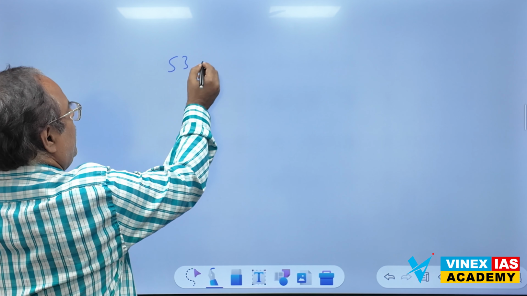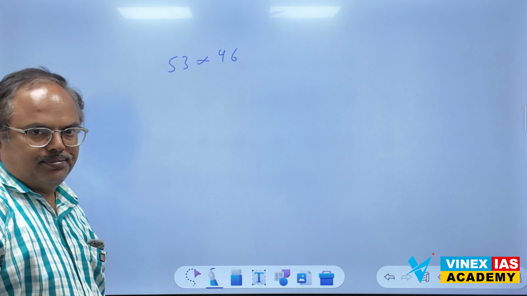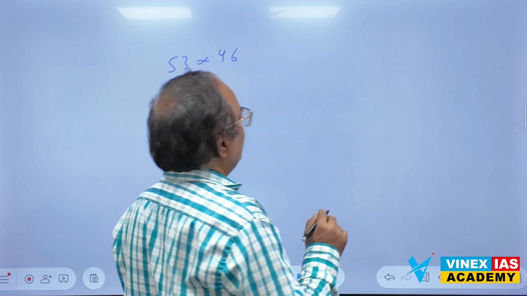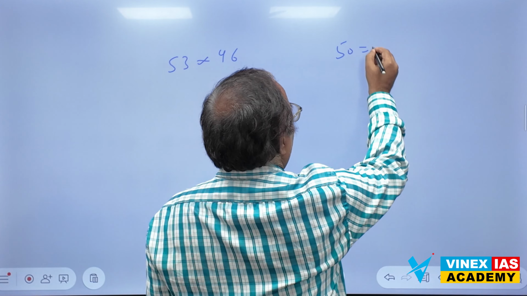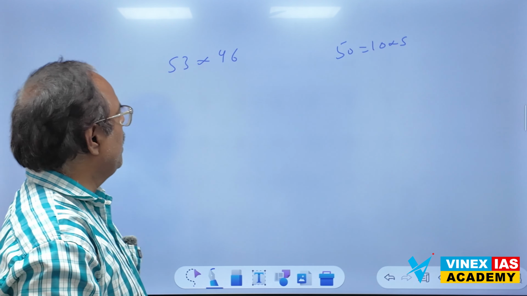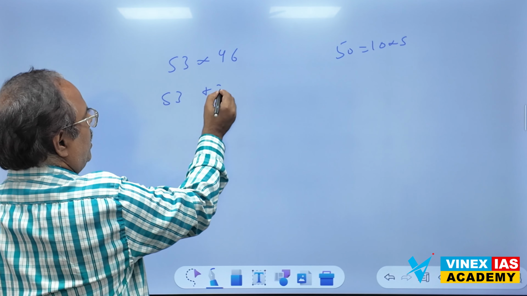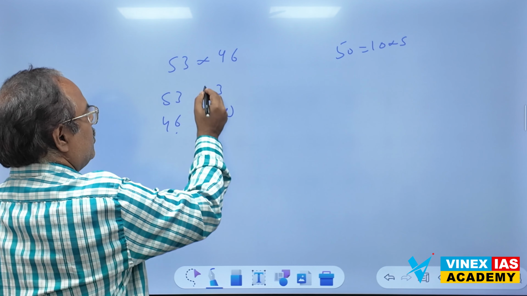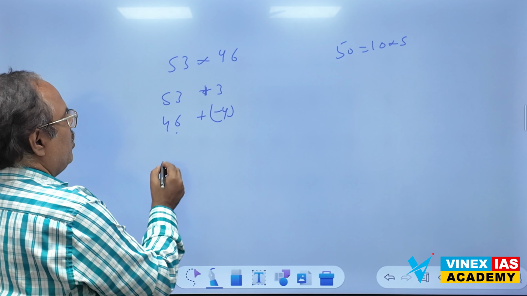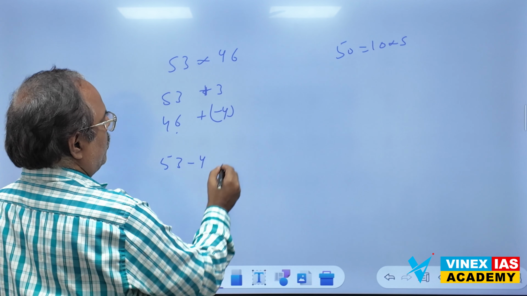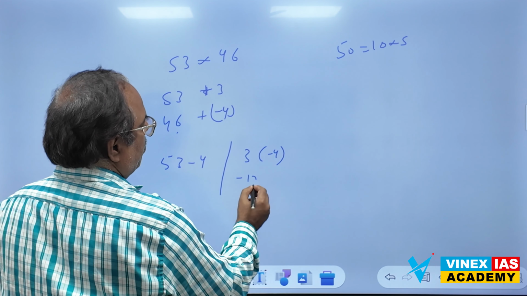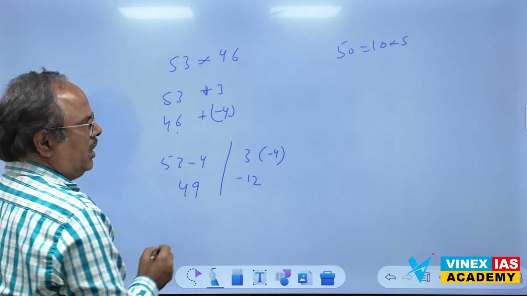Let's have another example, say 53 into 46. Now these numbers are nearer to 50, so better we take 50 as a main base. 50 is nothing but 10 into 5. Now 53 is 3 more, 46 is 4 less. So this is plus and this is minus. Now our left part is 53 minus 4. Right part is 3 into minus 4. Now 3 into minus 4 is what? Minus 12. This is 49.